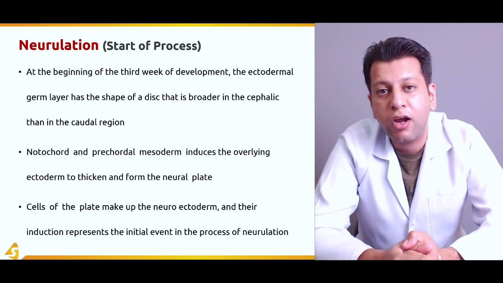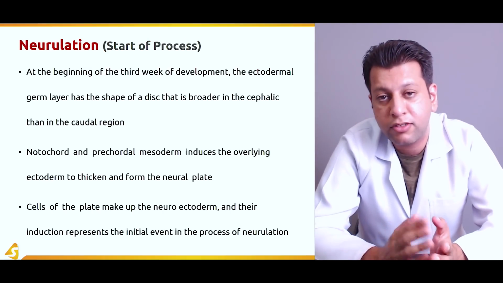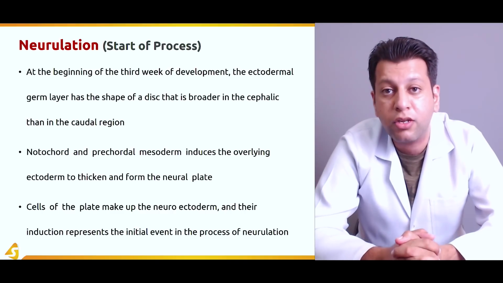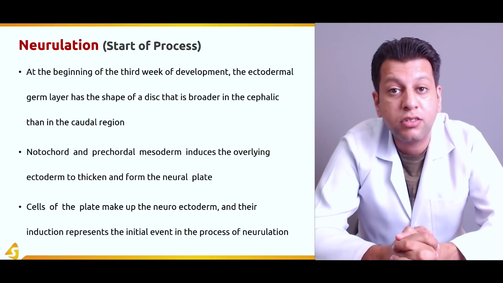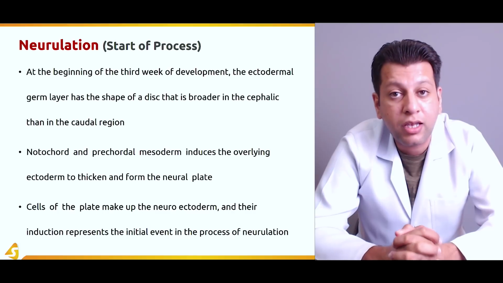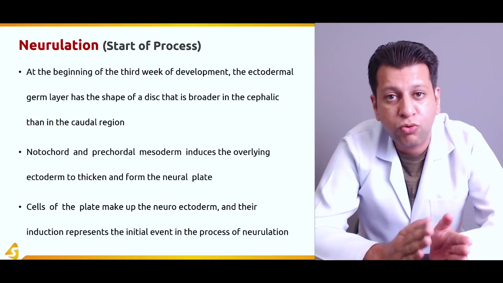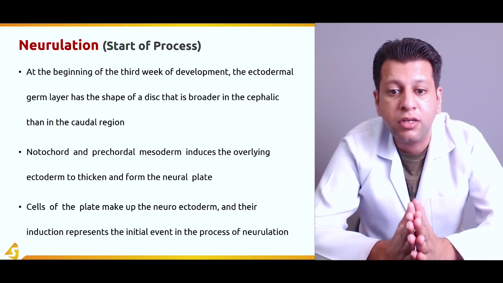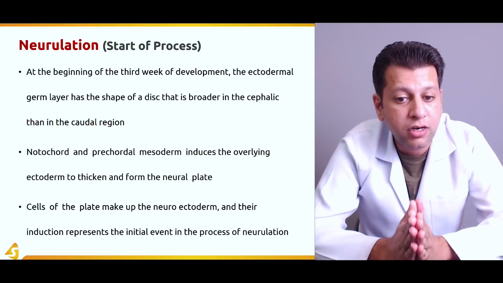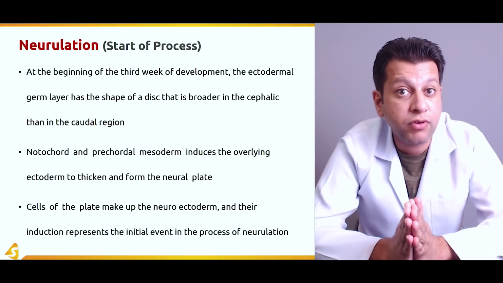So before we start, we already discussed that we'll be discussing neurulation. So what is neurulation? It's actually formation of neural tube from a notochord. This whole process is termed as neurulation. So how does it all start? It starts at the beginning of the third week of development.